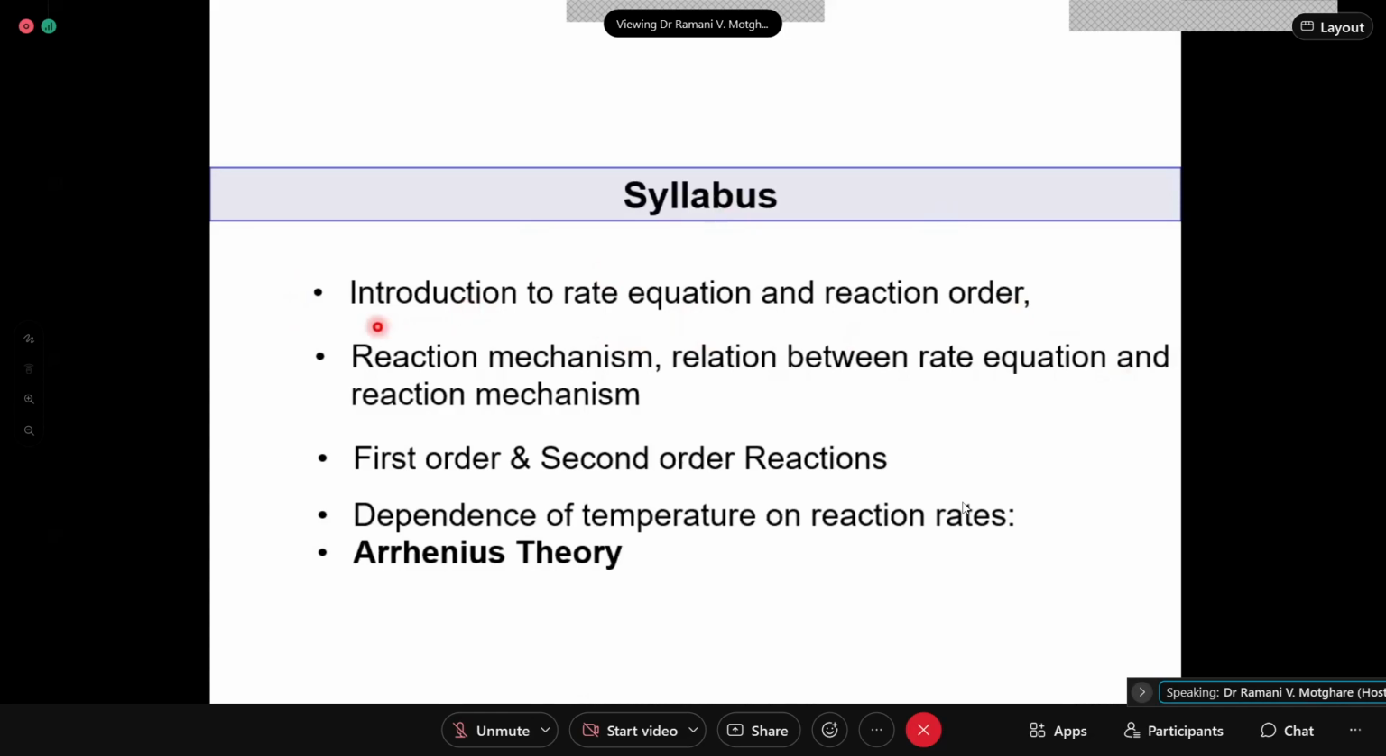Now, what we are supposed to read is introduction to rate equation and reaction order, reaction mechanism, relation between rate equation and reaction mechanism, first order and second order reaction, dependence of temperature on reaction rate, and the Arrhenius theory. This much only you are supposed to read. There is no inclusion of collision theory and other theories. Okay. No, collision theory and transition state theory is there, but the consecutive reactions and chain reactions, this part is not there.